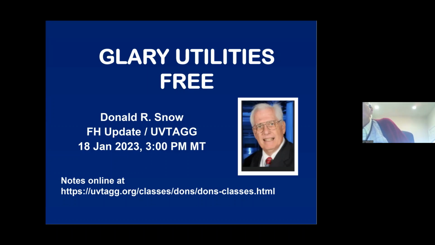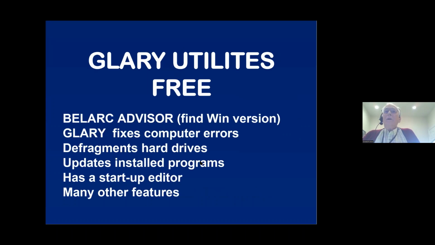Now, what this free version does is the following sorts of things. It will help you with updating programs and a whole lot of other things. One of the things you need when you're trying to update some programs is to know which version of Windows you're using. And the versions of Windows are either 32-bit or 64-bit.